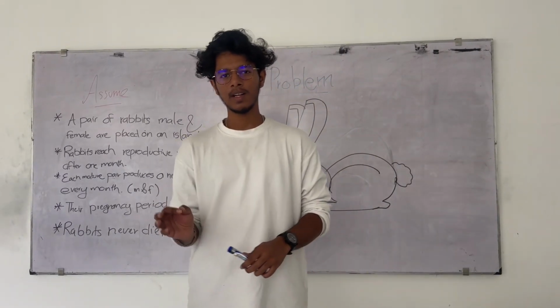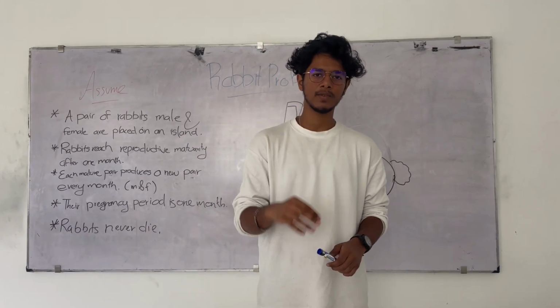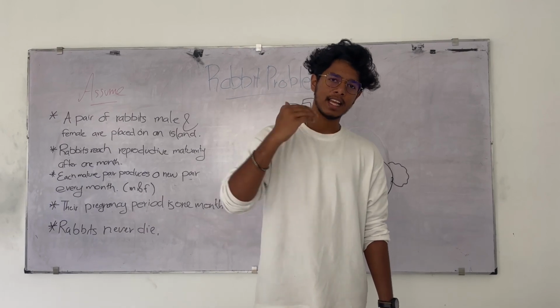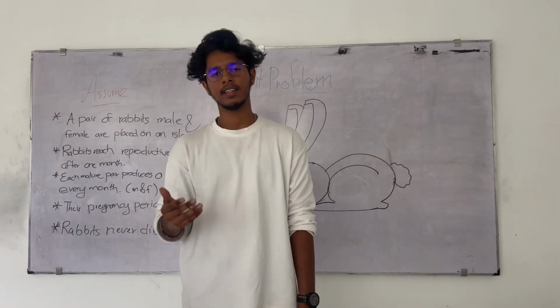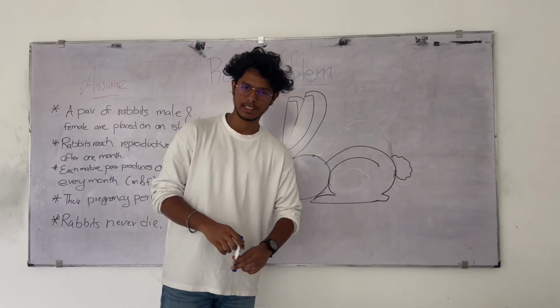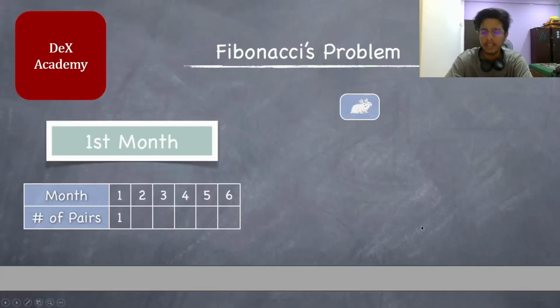So our goal and the problem is we need to find out how many pairs of rabbits there are at the end of 12 months, after a year. So let's solve that problem using the Fibonacci sequence. Now, what is the solution?